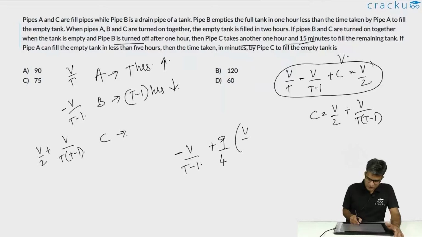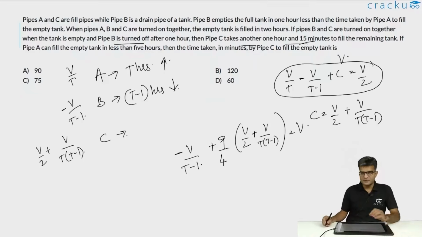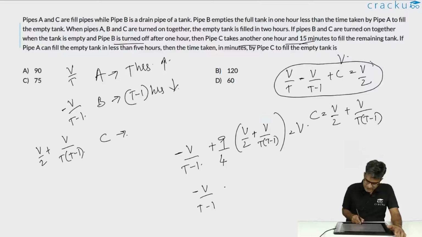Into V by 2 plus V by T into T minus 1. This is equal to the volume of the tank. Using this equation, we can actually calculate the value of T. That is what we are required to do. So if you are simplifying this, minus V by T minus 1 plus 9V by 8 plus 9V by 4 times T into T minus 1 is equal to V, or this is equal to V by 8.